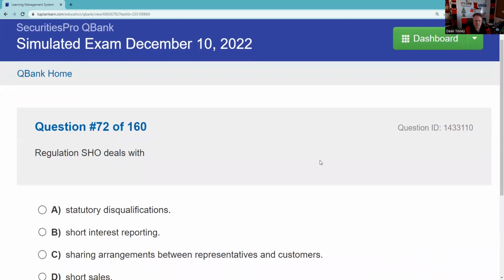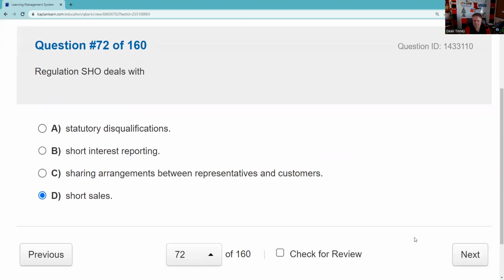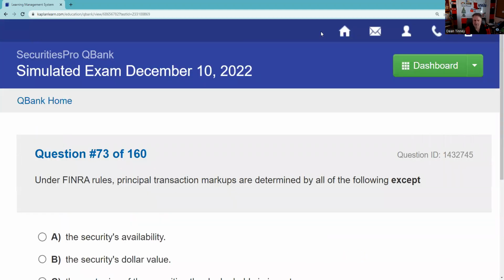Question 72. Regulation SHO. You should know that this has to do with short sales, right? All kinds of things about short sales, just not reporting. We report short interest monthly for the proprietary accounts of the customers. So maybe B would be a good miss, perhaps. But you should have gotten this to a 50-50 rather quickly. Question 73.